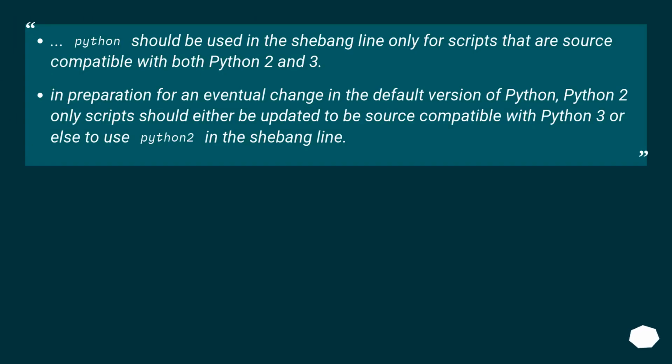Python should be used in the shebang line only for scripts that are source compatible with both Python 2 and 3. In preparation for an eventual change in the default version of Python, Python 2 only scripts should either be updated to be source compatible with Python 3 or else to use python2 in the shebang line.